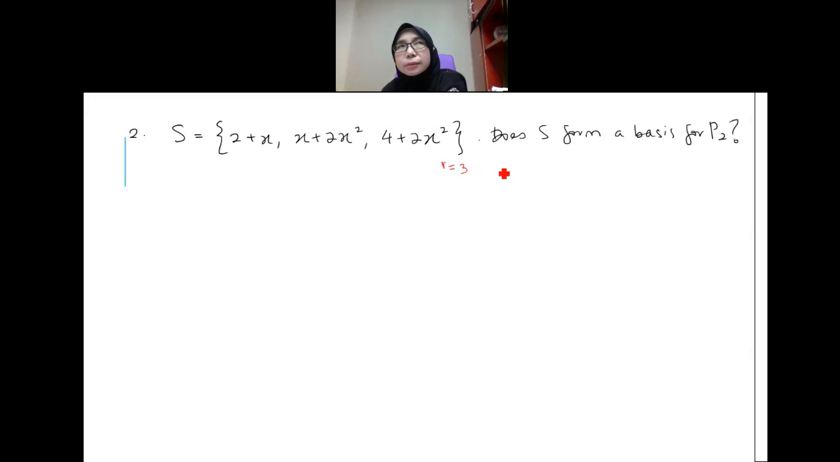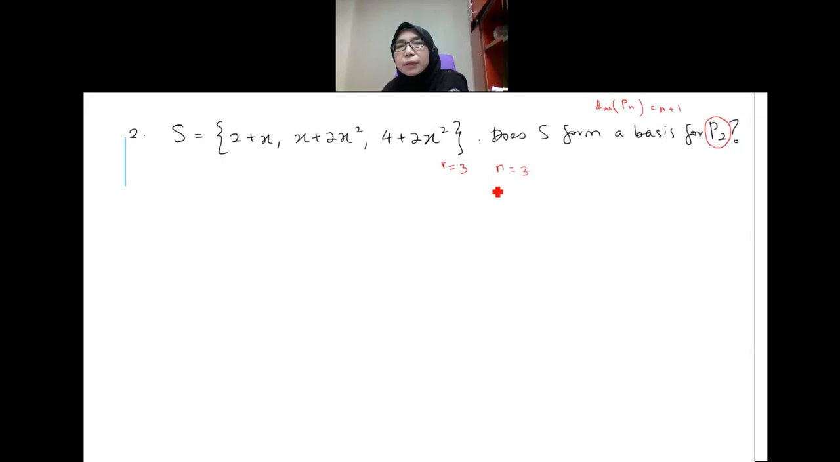And then what is the dimension for the vector space? Here the vector space is P2. P2 is a vector space, a big set. Big set we call vector space. So what is the dimension for P2? Remember, to get the dimension of polynomials of degree n is n plus 1. So for P2, the dimension of P2 is equal to 3, right? So I just write n. N stands for dimension, so n is equal to 3.